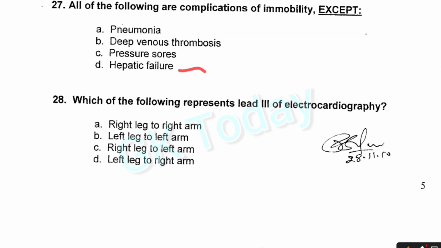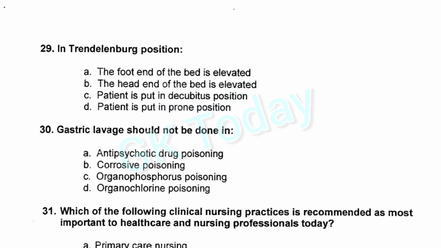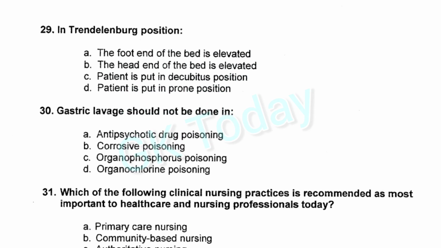Question number 28. Which of the following represents lead 3 of electrocardiography? Correct answer is option B, left leg to left arm. Question number 29. In Trendelenburg position, correct answer is A. The foot end of the bed is elevated.